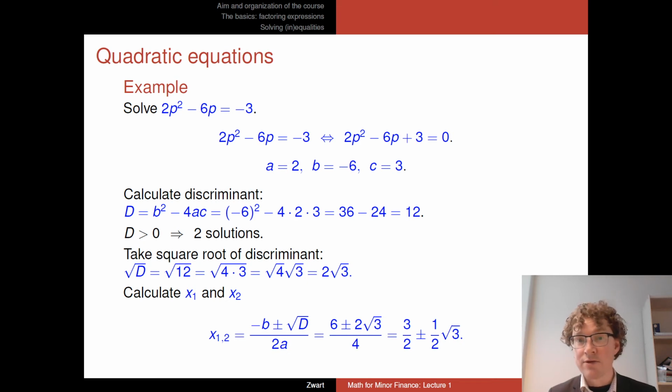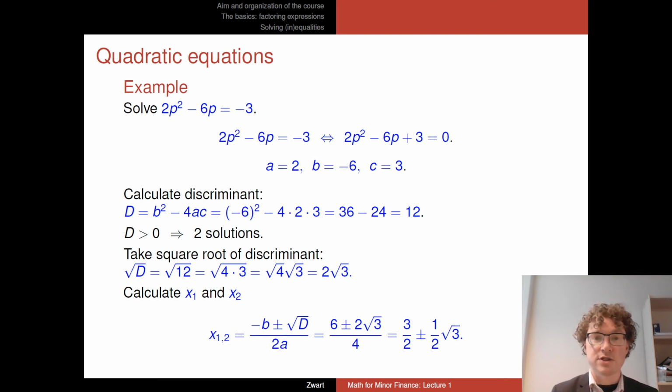So what are the parameter values for this particular equation in p? Well, the parameter that multiplies this square term, the a parameter, is 2 in this case, a equals 2. The parameter that multiplies the linear term, the p term, is minus 6, so b is minus 6, and the constant term here is the 3, c equals 3. So what do we need to do? Well, we need to calculate the discriminant for these particular parameter values. So the discriminant is here, b squared minus 4ac. That was the expression in terms of these parameters for the discriminant.